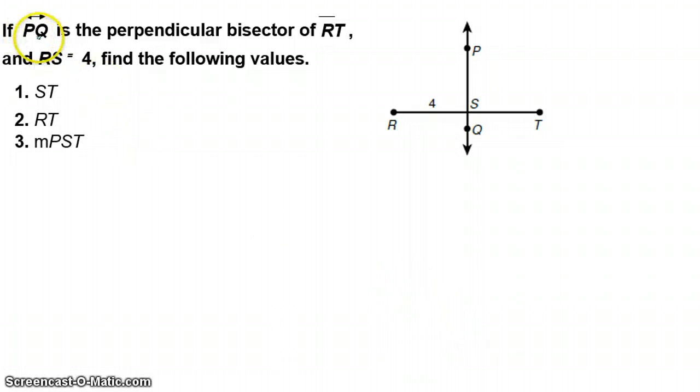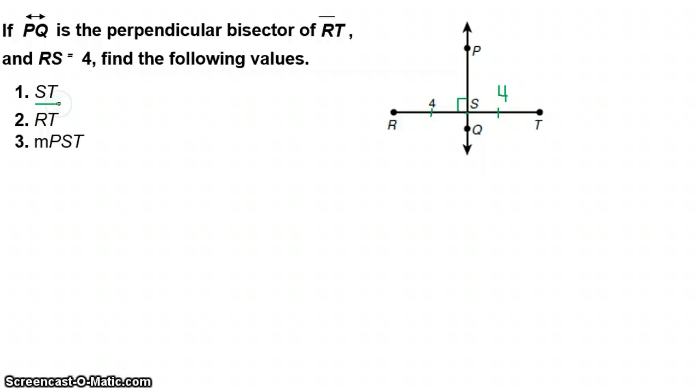If line PQ is the perpendicular bisector of segment RT and RS equals 4, let's find the following values. If these are perpendicular to each other, I'm automatically going to put in my right angle symbol. And if this is a true bisector, that means this is our midpoint, and that also means that these two segments are congruent. So if I know the length from R to S is 4, then I know the length from S to T is also 4. Now let's see if we have enough information to answer our questions.